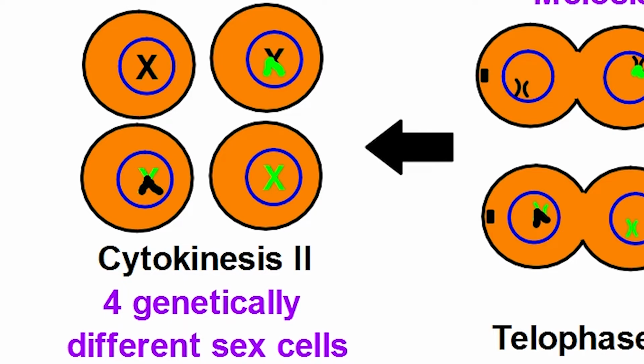And remember, colors are just rudimentary explanations of it. You could have a multitude of different colors because you have so many different traits going on. This is just a simplified version, but we still end up with the same result. 4 genetically different haploids because they have half the DNA.